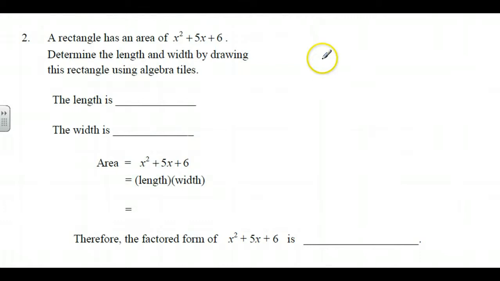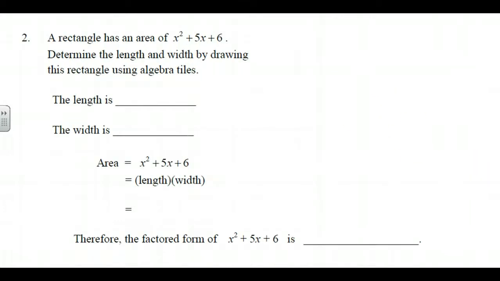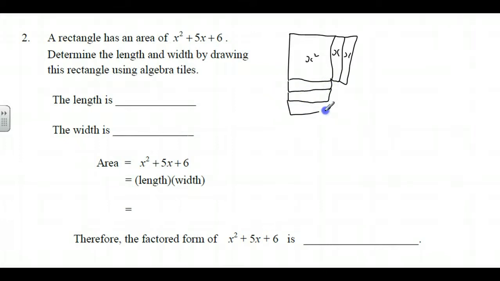x squared plus 5x plus 6. Didn't we just have 5x? Yeah, we had 5x and 4. Oh, so remember, when I was thinking about that, there's my x squared. I said if I put 2 x's here, x and x, right, then I have 2 down, so 2 down and 3 across. These guys are all x's, leaves me with 1, 2, 3, 4, 5, 6 1s. So that area is x squared plus 1, 2, 3, 4, 5x plus 6.